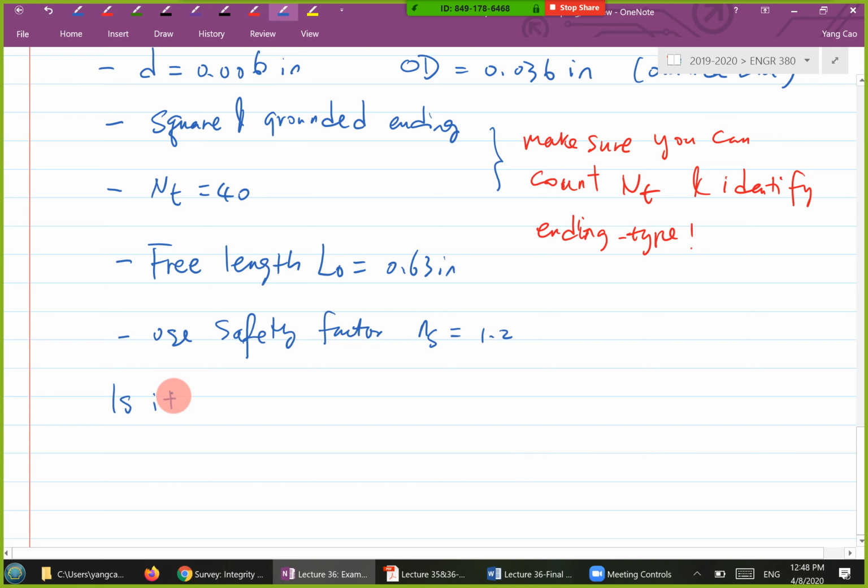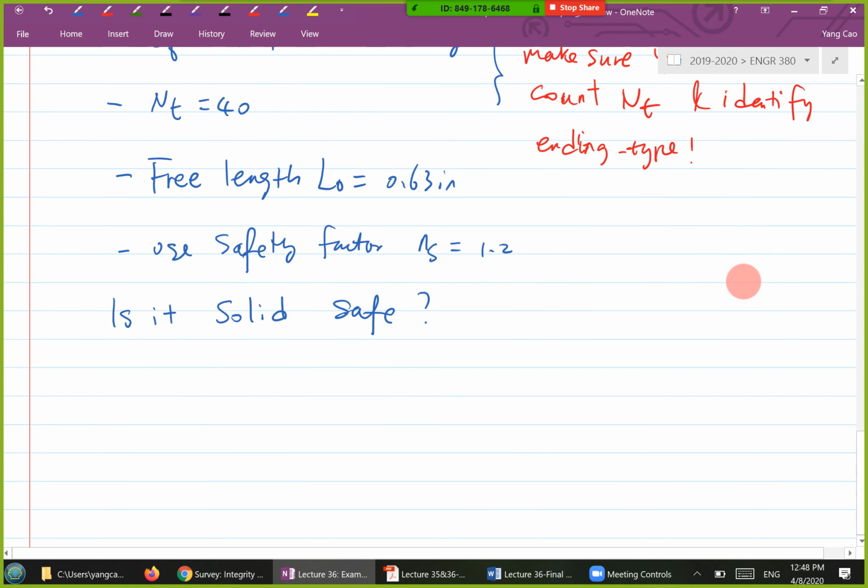Now the question is: is it solid safe? Solid safe means if you completely press and close the spring, will the stress felt by the spring be smaller than the shear strength, and also by a margin of this safety factor 1.2? Okay, that's what is meant by solid safe. So this is the procedure to solve this kind of question. And there's a second part of the question, but let's solve this first, and then we'll look at the second part.